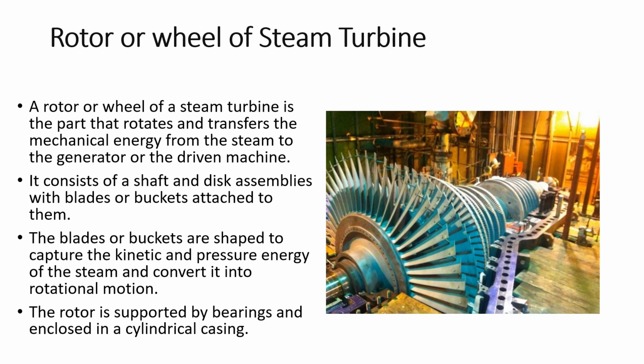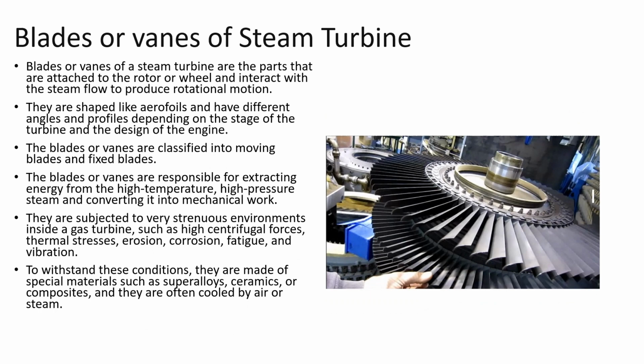Blades or vanes of a steam turbine are the parts that are attached to the rotor or wheel and interact with the steam flow to produce rotational motion. They are shaped like aerofoils and have different angles and profiles depending on the stage of the turbine and the design of the engine, and are classified into moving blades and fixed blades.